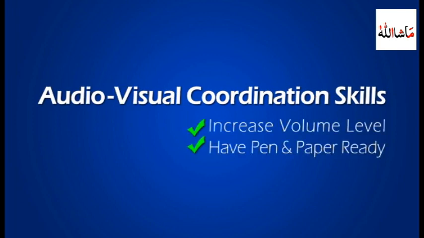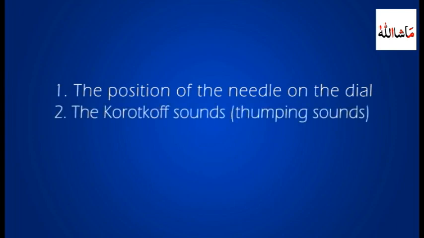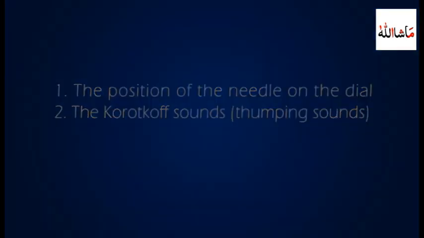And for this, please increase your volume level and have a pen and paper on hand. There are two main areas that you need to focus on when determining a blood pressure reading. 1. The position of the needle on the dial, and 2. The Korotkoff sounds. We will refer to the Korotkoff sounds as thumping sounds for the duration of this video.